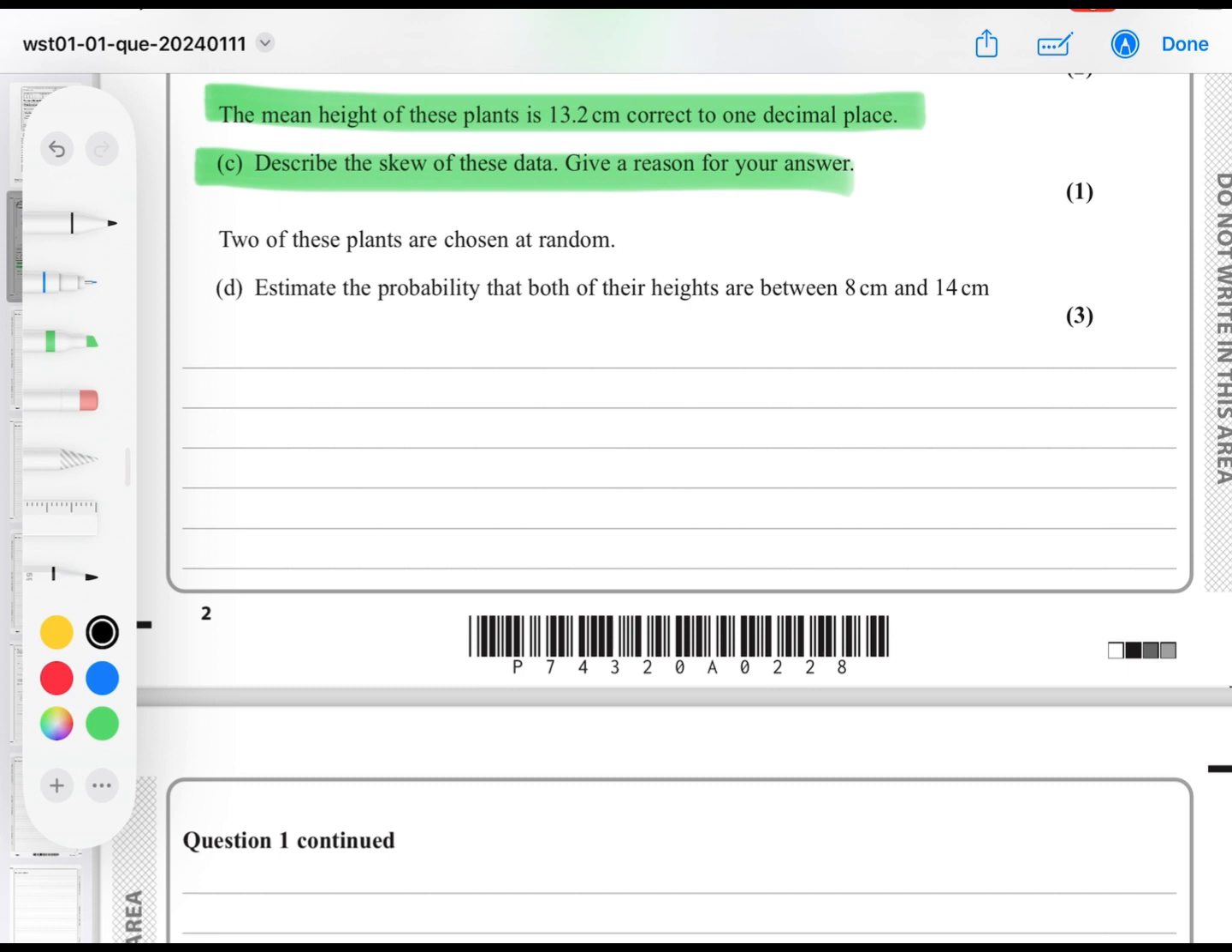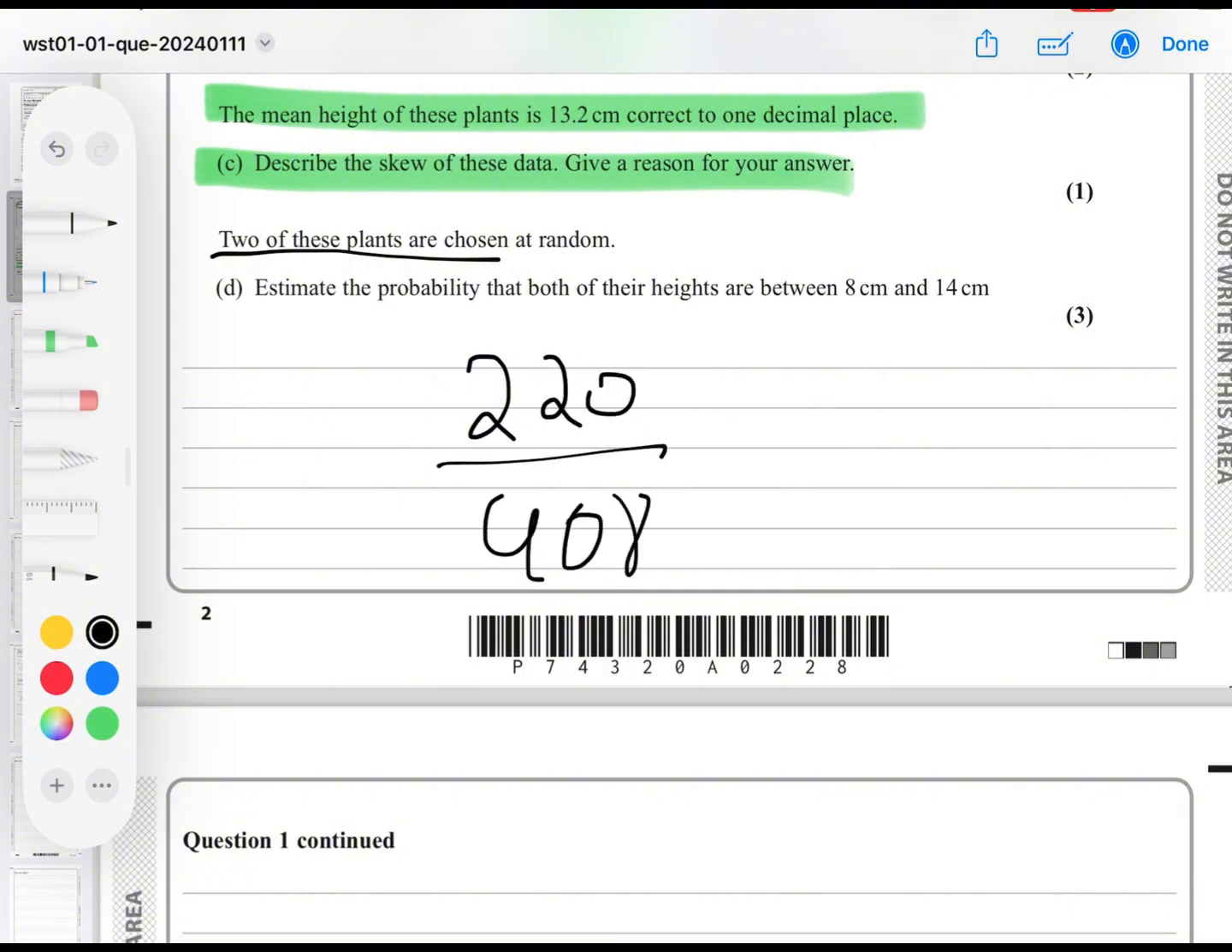According to the probability, the total numbers, we have to choose 2 plants. So out of 220 upon 408, one plant is chosen, then the remaining plants will be 219 upon 407. Putting this in the calculator, I'm getting 220 upon 408 into 219 upon 407. I'm just solving it with my calculator.